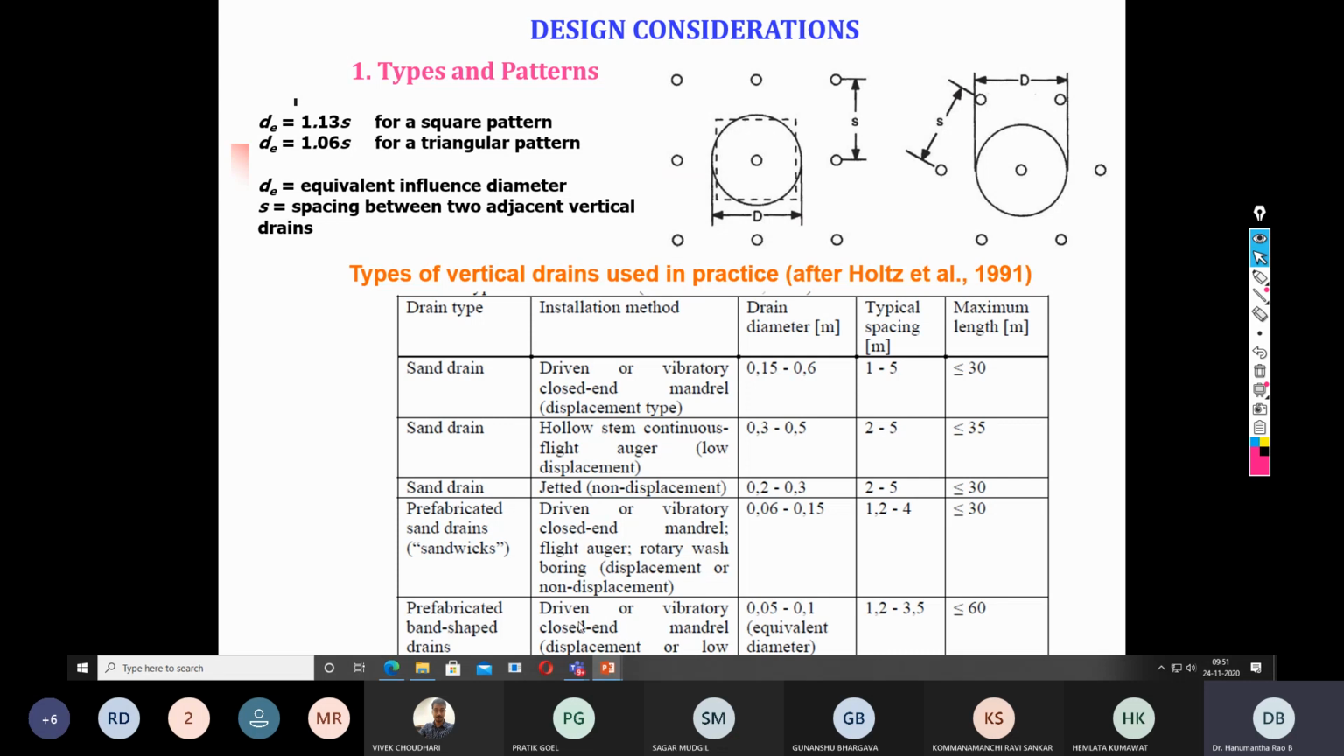And PVD driven or vibratory closed end mandrel displacement. And this is the drain diameter and typical spacing, and we can go up to 60 meter. But if you look at this slide carefully, the effective depth of any sand drain is up to 30 meters. So if you want to go a little further, then it is preferable to go for PVD technology rather than the sand drain. So I will discuss the PVD in detail.